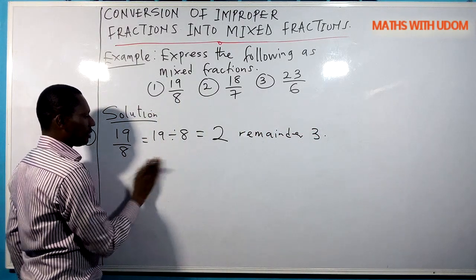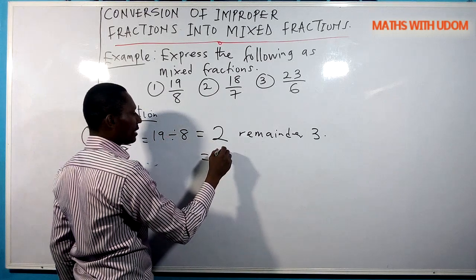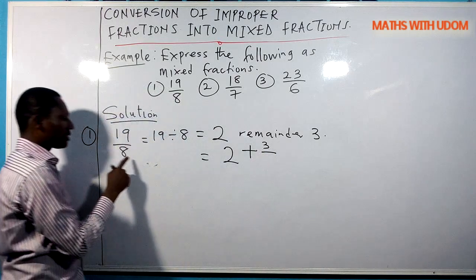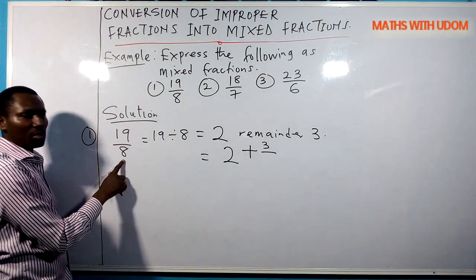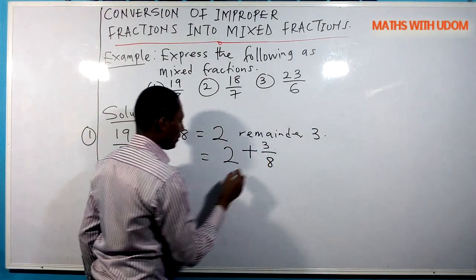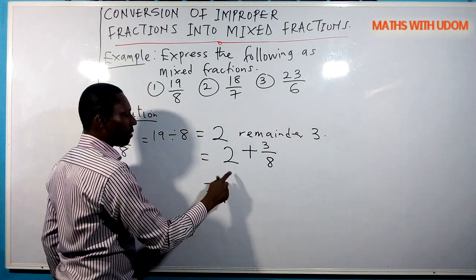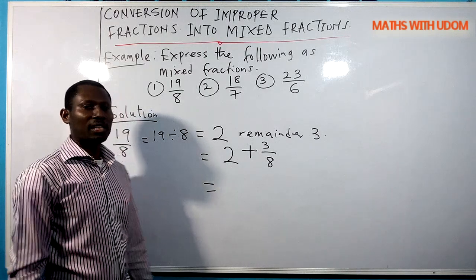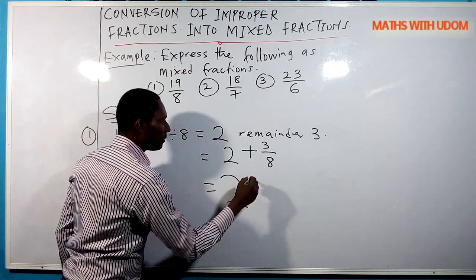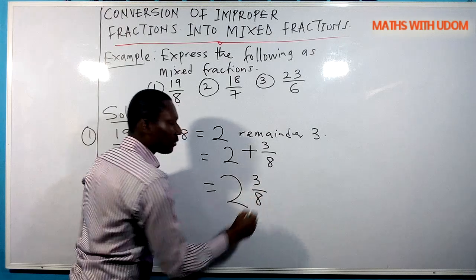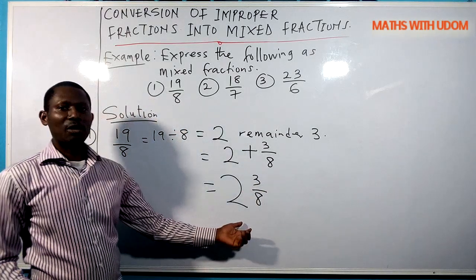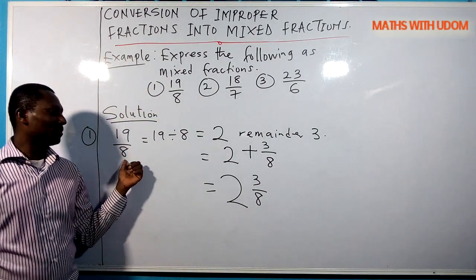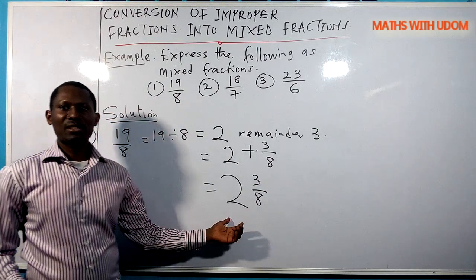So from here we have 2 remainder 3, that will be 2 plus 3 divided by the denominator. The denominator is 8. We combine the whole part and the fractional part together, and that will give us 2 whole number 3 over 8. So that is how to solve that. We have converted this improper fraction into a mixed fraction.